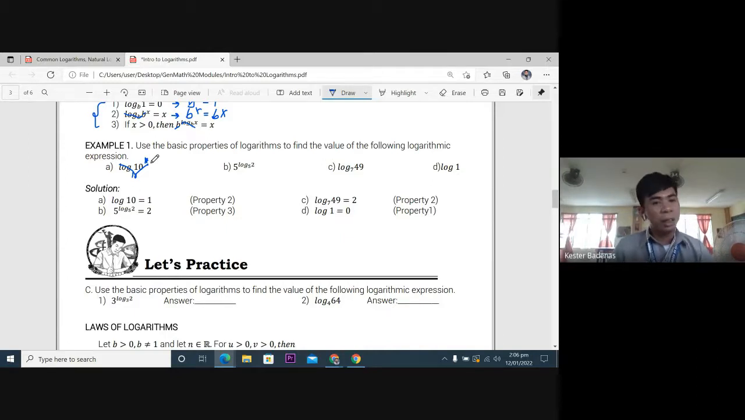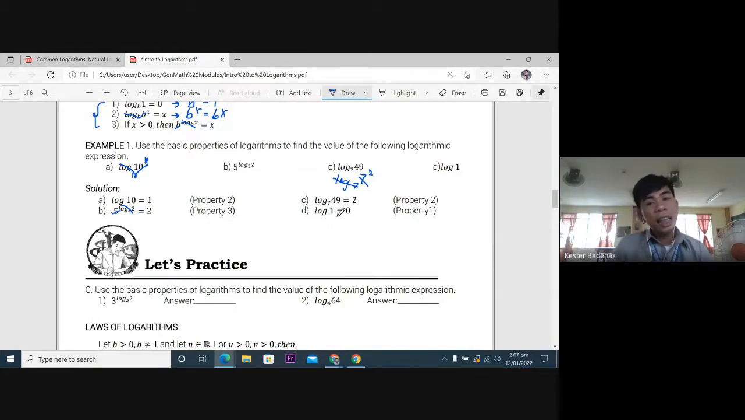Okay. So, 1. Next is, ayan, letter B. 5 raised to logarithm of 2 with a base 5. Same base, cancel. So, we have 2. Yan, by virtue of property number 3. And then next, letter C, logarithm of 49 to the base 7. So we all know that 49 is equivalent to 7 squared. Diba? So cancel yung logarithm of 7 with the base 7. Ano yung natira? Yung exponent. So 2 ang answer.